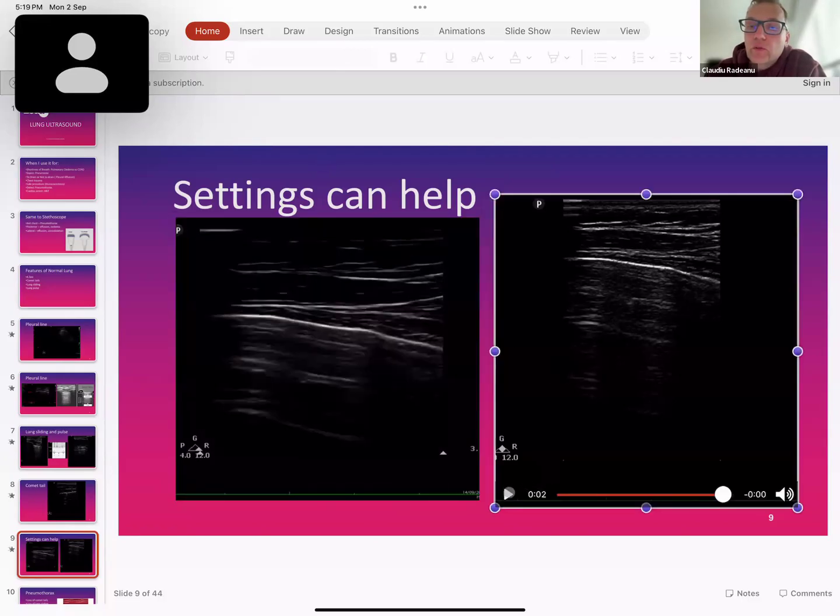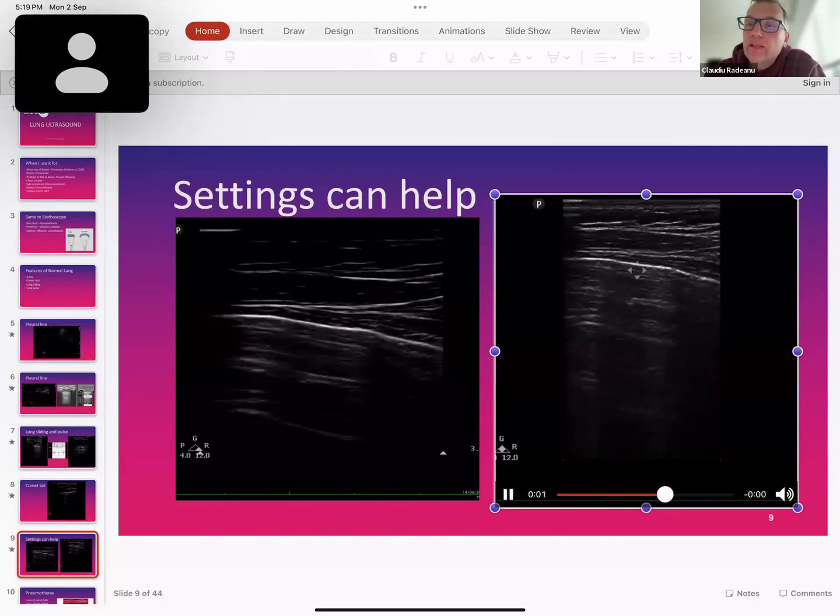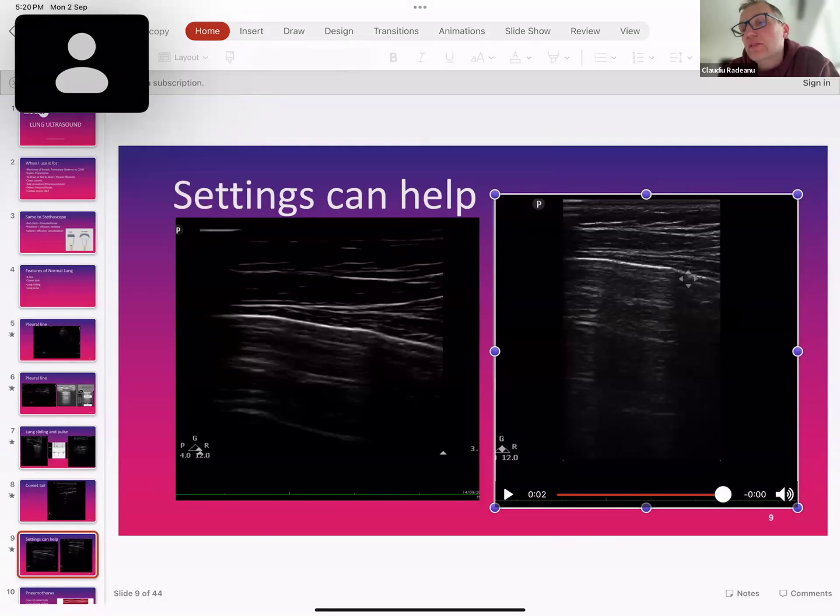On this loop, there's the same subcutaneous tissue, pleura. This is the A line. And then you'll see the lung sliding. You don't see many comet tails, but you'll see the lung sliding. Maybe here you see a little tiny comet tail, but you might need to zoom in a little bit more. This is like walking ants in this area, and that is like tiny comet tails.